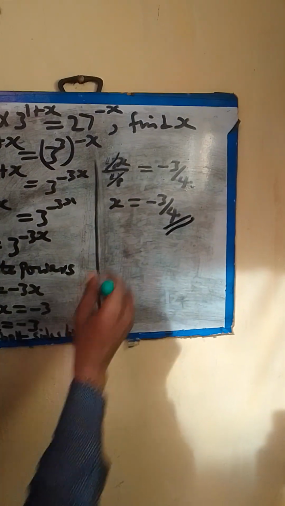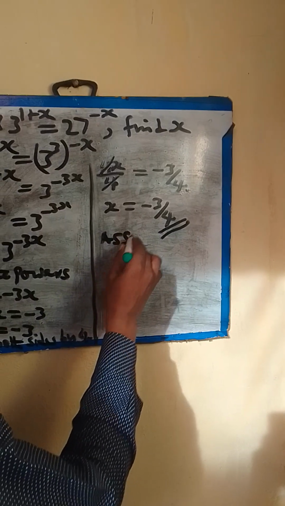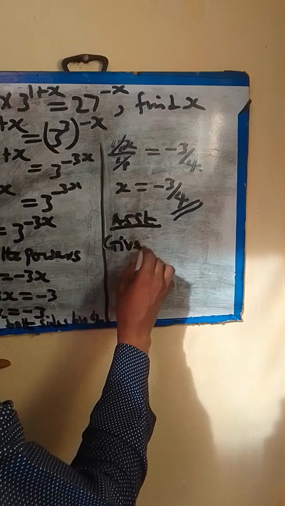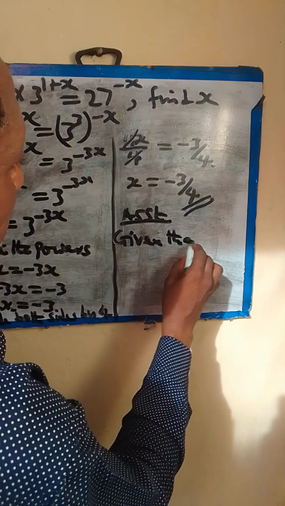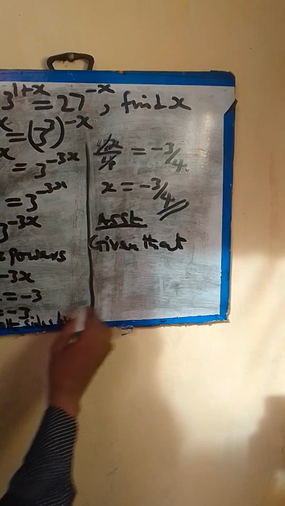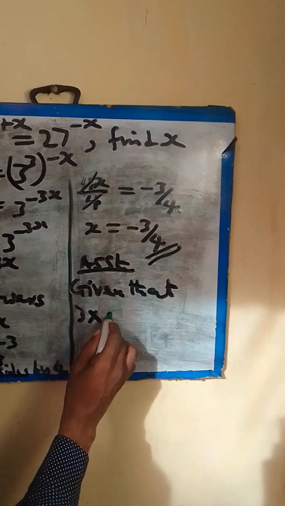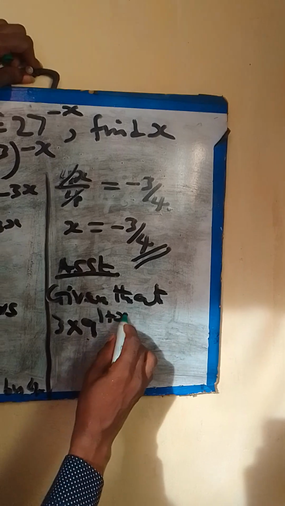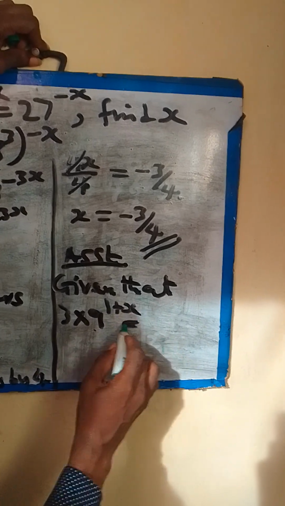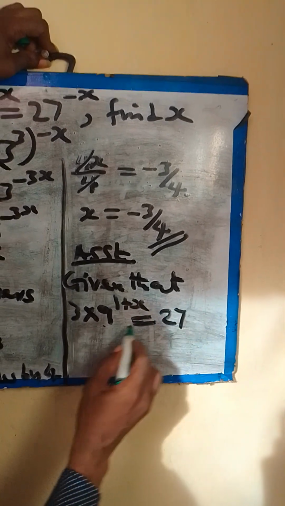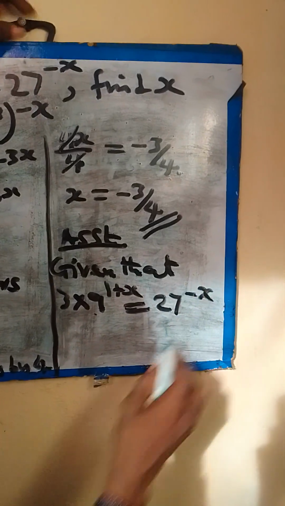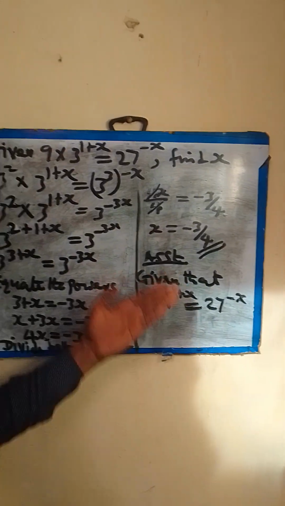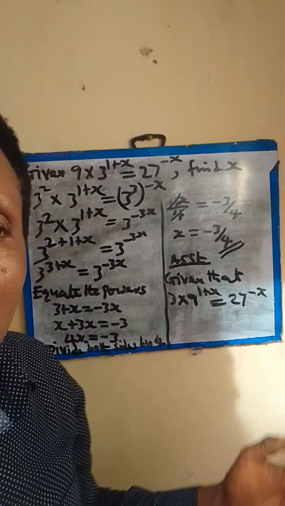While you are looking at me there, take this as an assignment. Given that 3 times 9 raised to power 1 plus x is equal to 27 raised to the power minus x, do this applying the same method, and you will see that you are going to have a very good result.